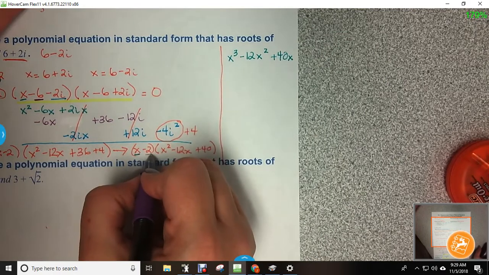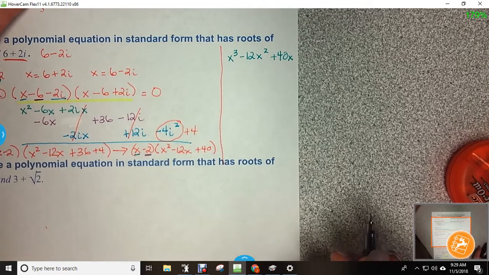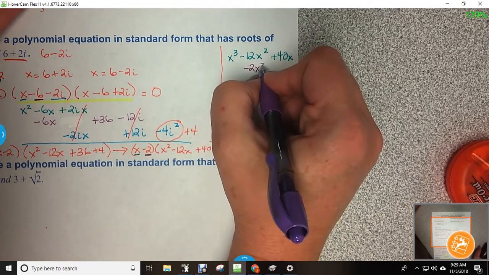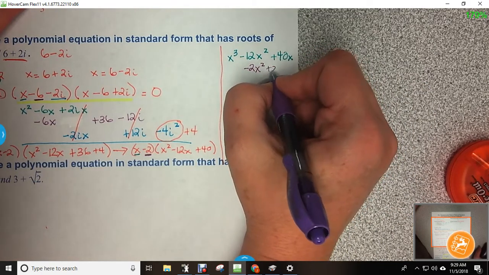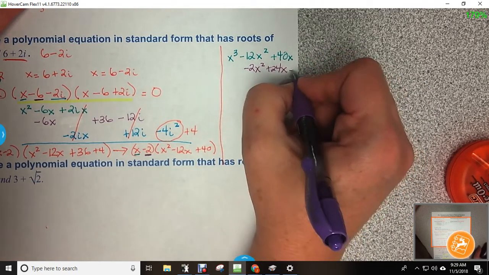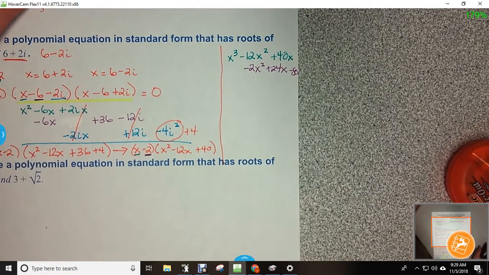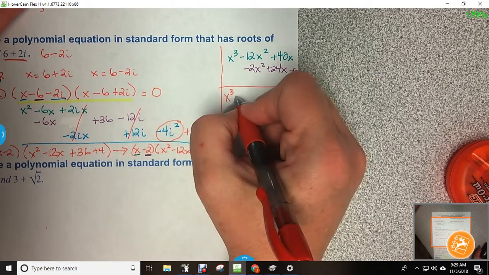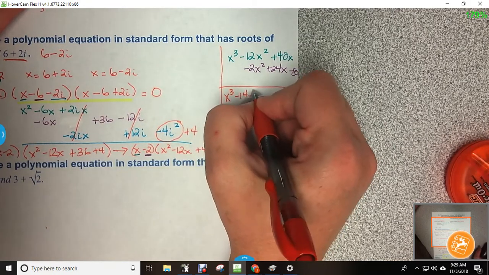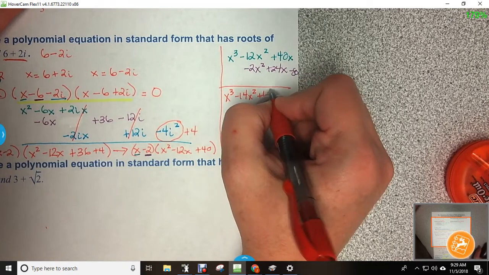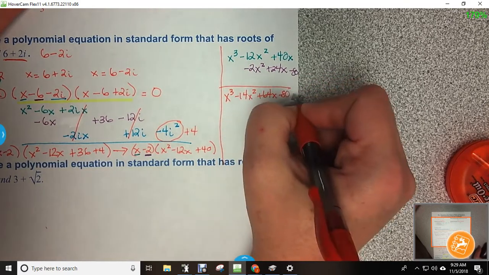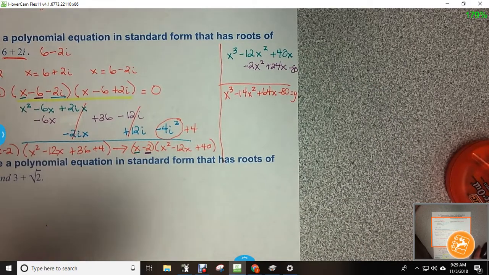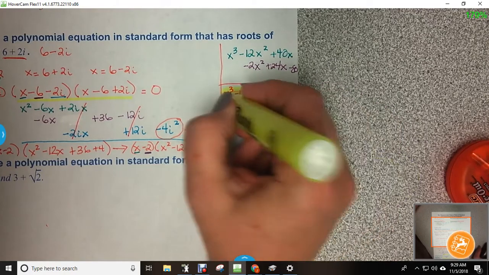And now I want to distribute my negative 2 to everything over here. So that gives me negative 2x squared plus 24x minus 80. Put my like terms together. I get x cubed minus 14x squared plus 64x minus 80, and it's got to equal something, so I set it equal to y. This is your equation.